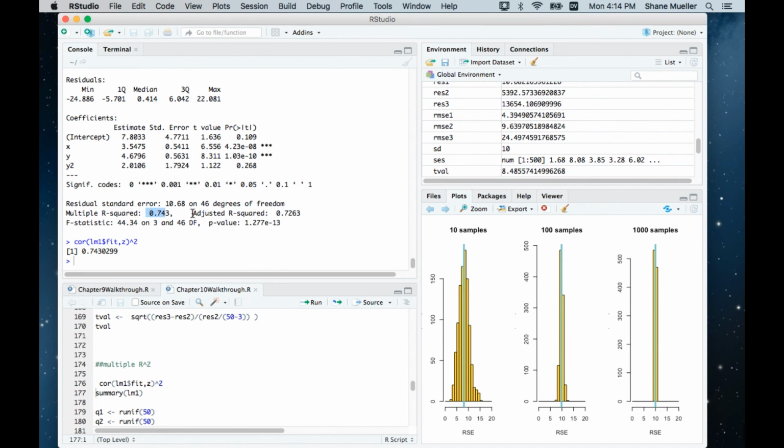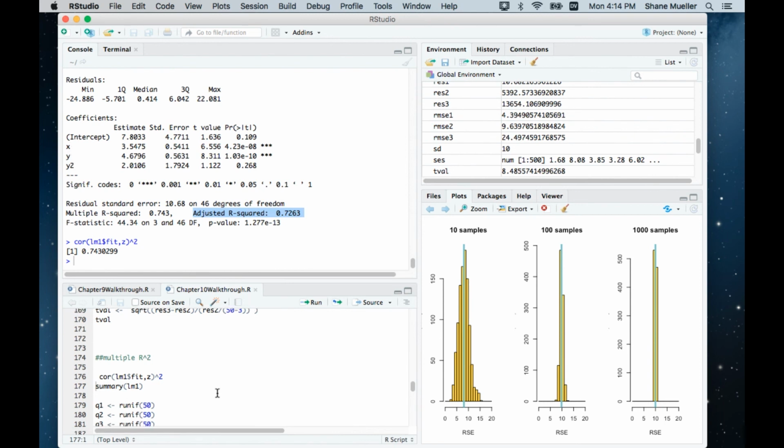So there's something about this that is a little unfair though, because I can add predictors and this can only go up. And so the multiple r squared just doesn't care how many predictors I have. And so the adjusted r squared tries to correct for that by punishing you for having more predictors. And we can look at that here.